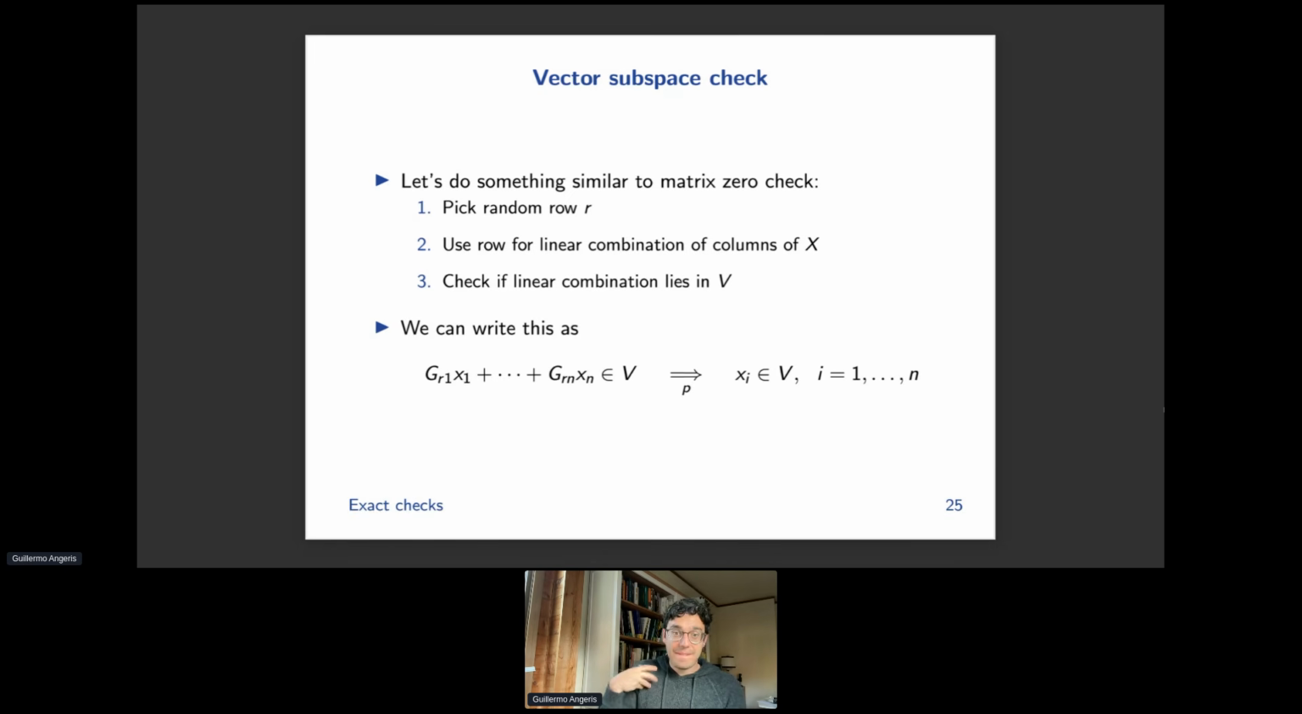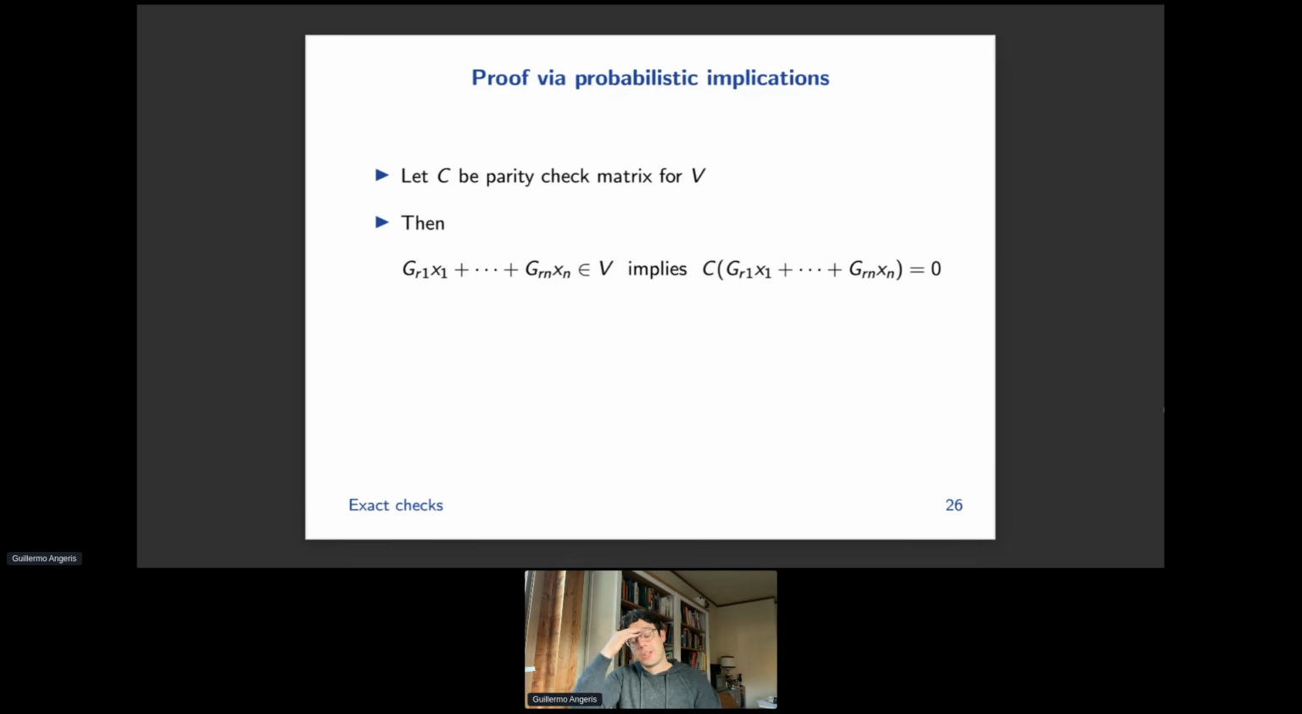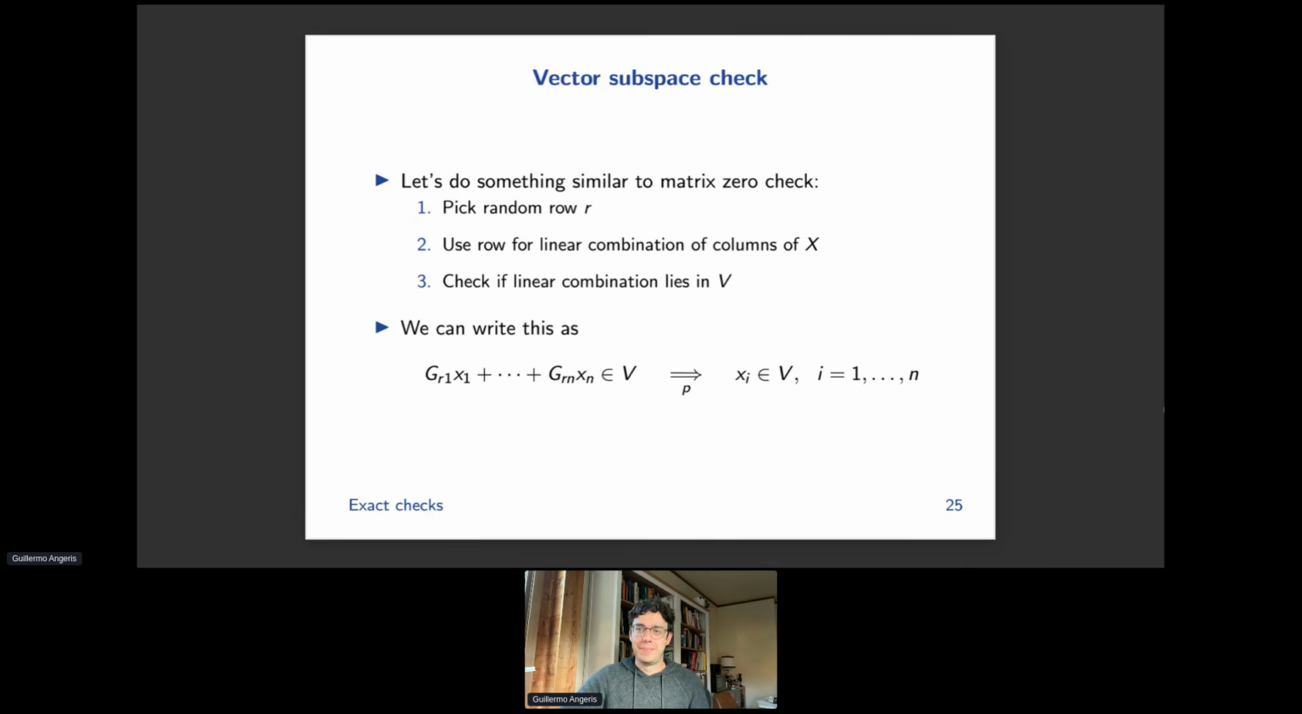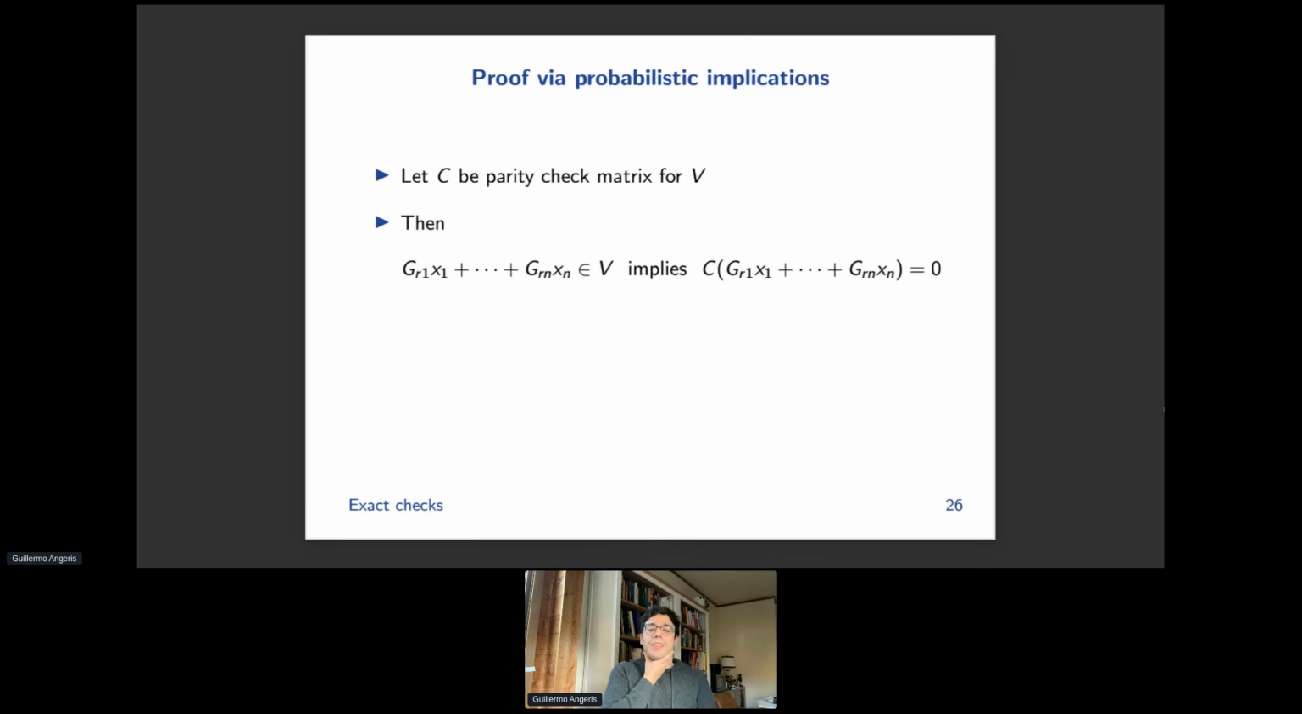If that is in V, the big vector space V, then that implies with high probability, in other words with error at most p, that every individual column of X, in other words each Xi, must have also been in the vector space in the first place. Okay, so let's do a quick proof of it. This is where the linear algebra comes in. We need C, which is going to be a parity check matrix for V.